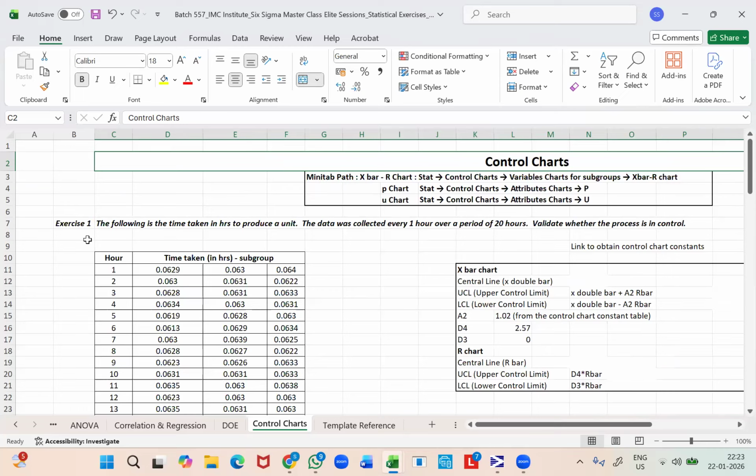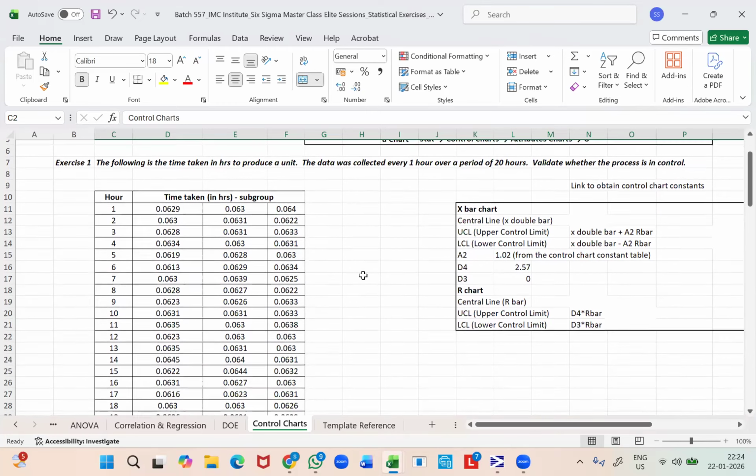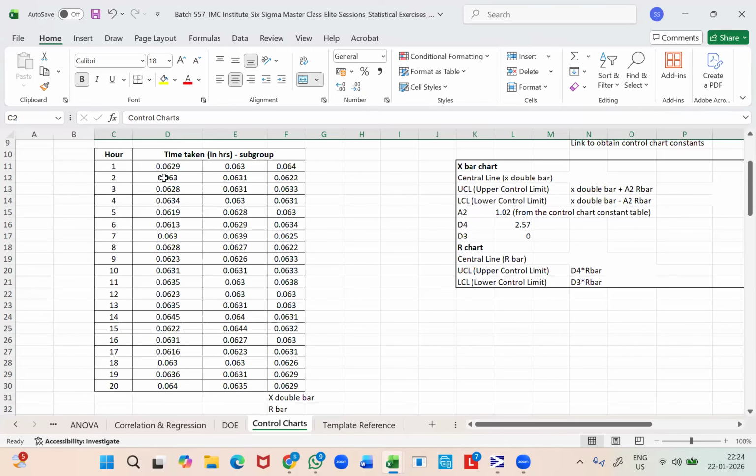So let us look at exercise number 1. It says, following is the time taken in hours to produce a unit. The data was collected every 1 hour over a period of 20 hours. Validate whether the process is in control. So we have been provided with a table wherein we have the time data provided every 1 hour, right? And we have the subgroup sample size of 3.